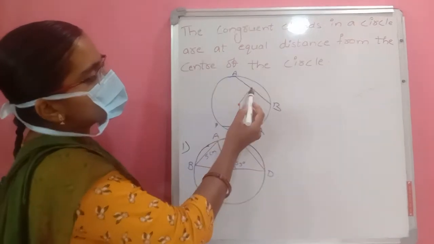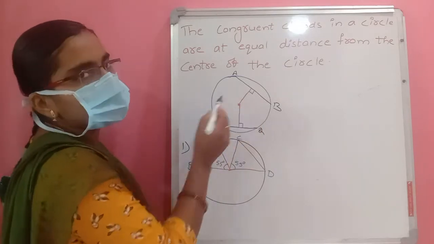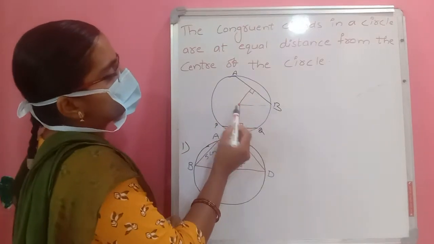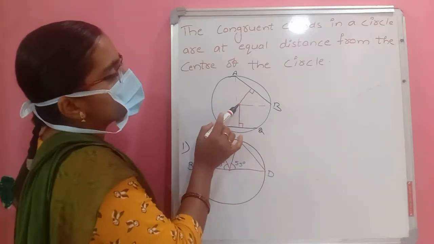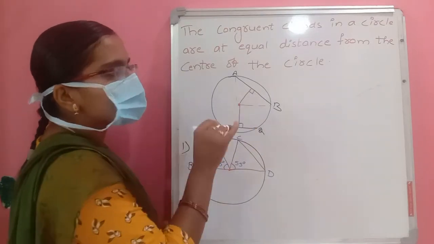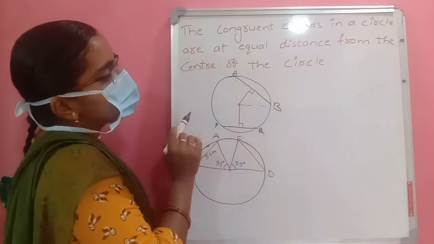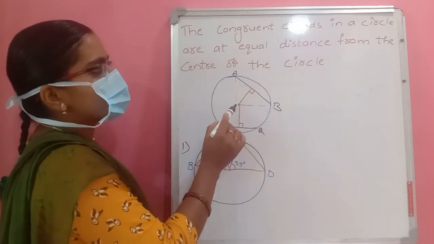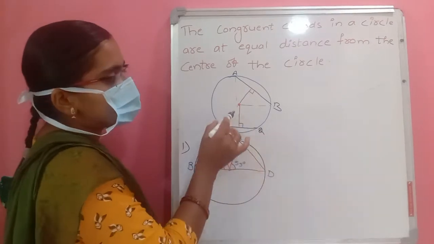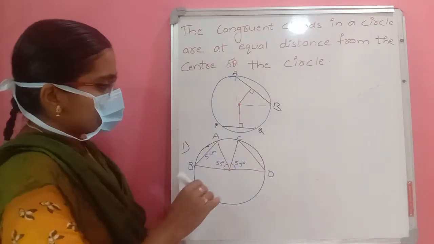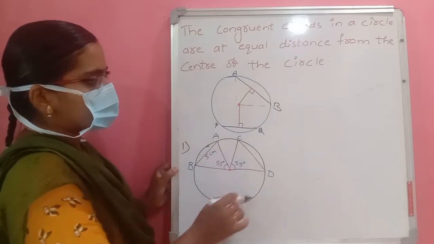Distance means we have to measure with a perpendicular line only. Not like this. We should not draw like that. We just have to take a perpendicular line onto the chord from the center. That is the distance. So the distances from the center to equal chords are also equal.